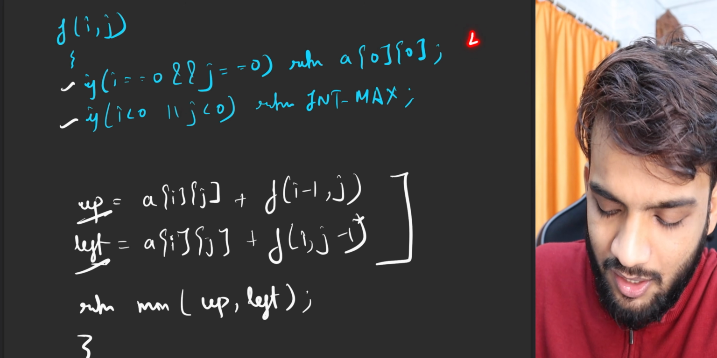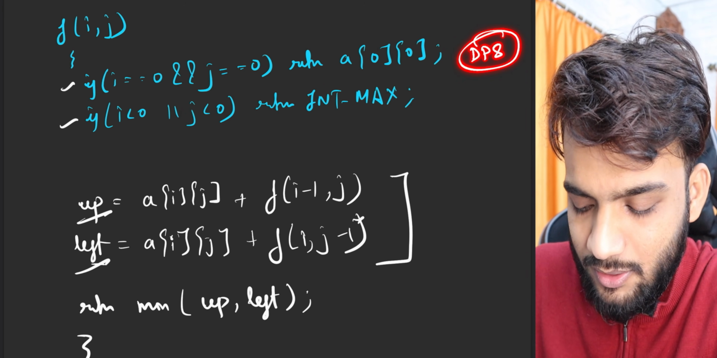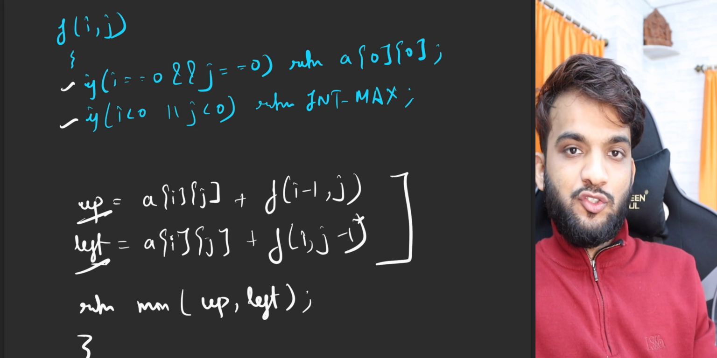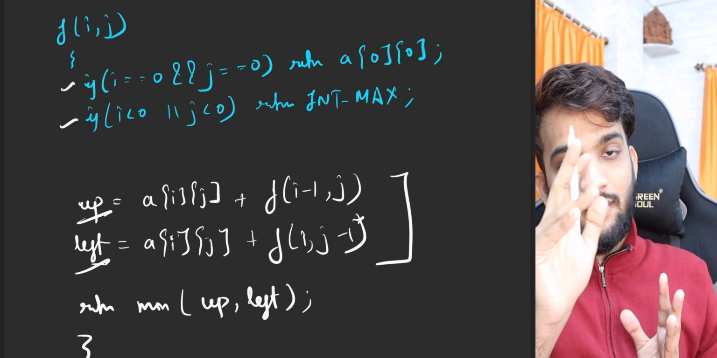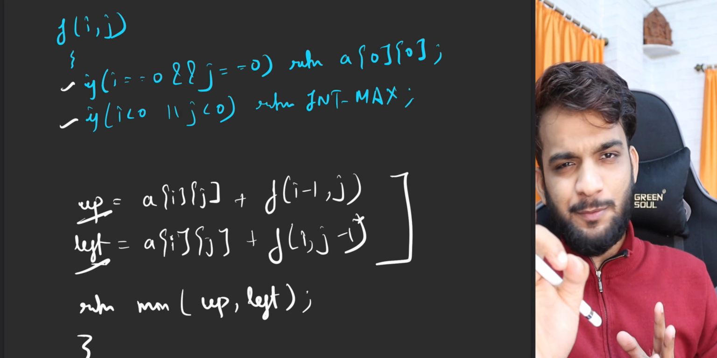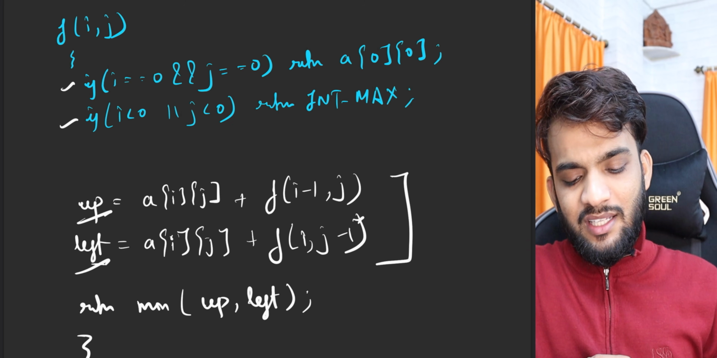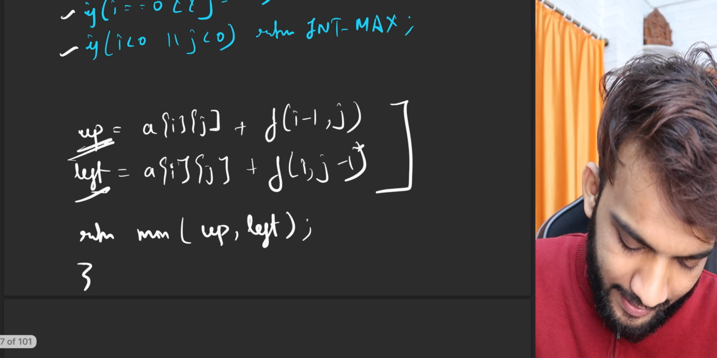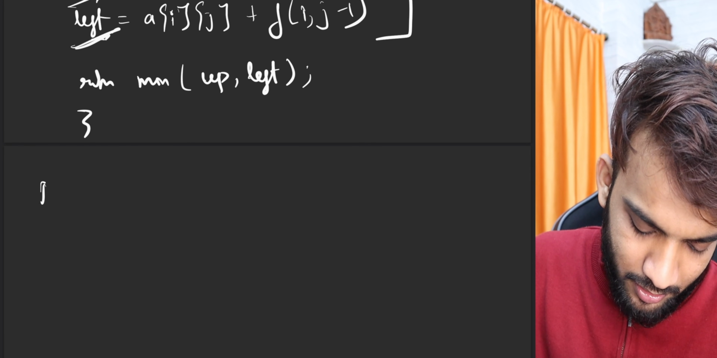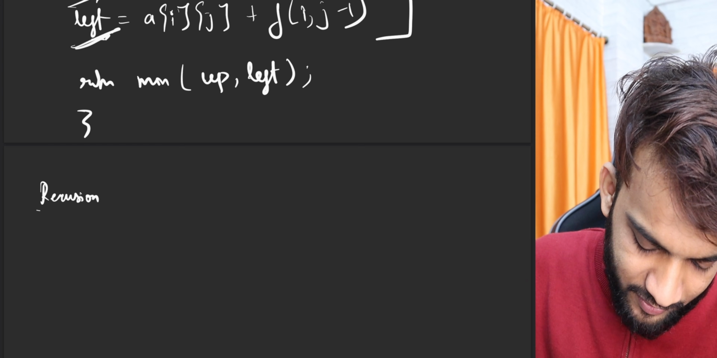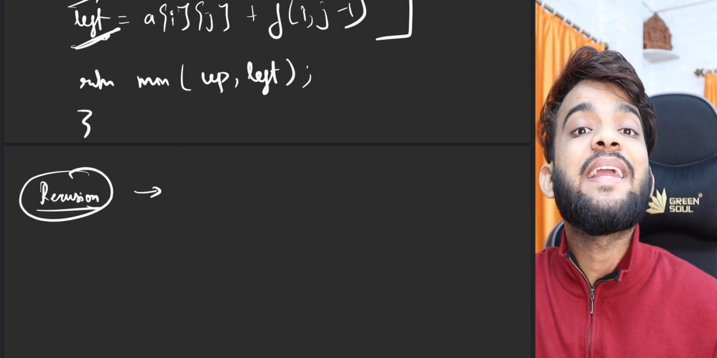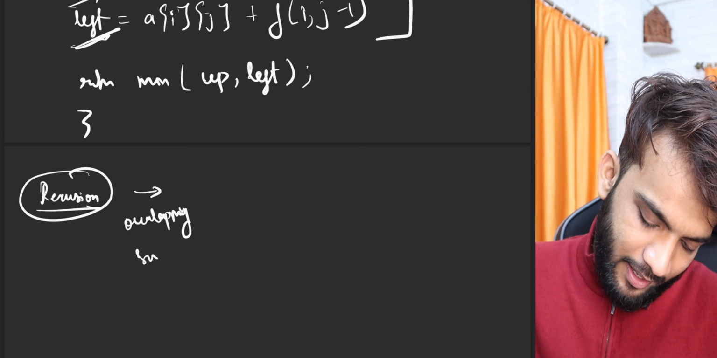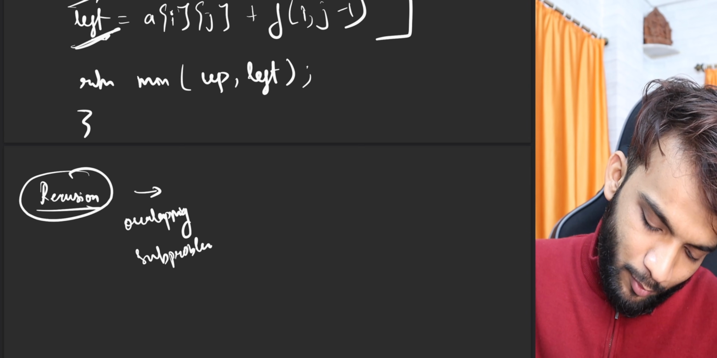Again, the prerequisite is the DP 8 lecture. That's the first lecture of the grid. If you have not seen that, please go back and watch it. We have seen in lecture 8, so please follow the playlist, that if the recursion is moving up and left, there will be overlapping subproblems. And if there will be overlapping subproblems, what can we apply? Memoization, correct.